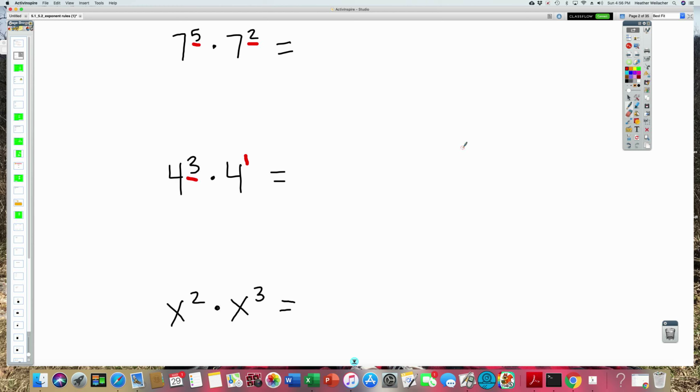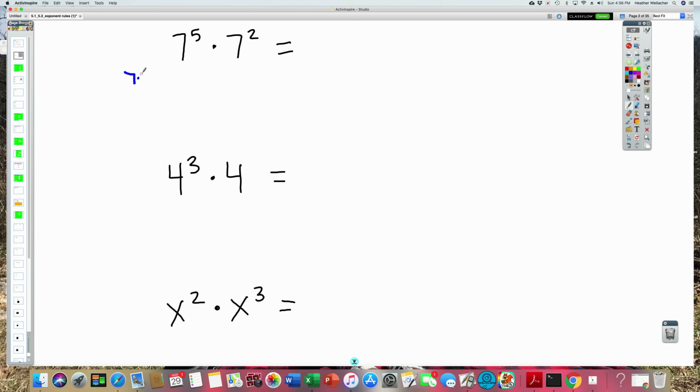You can write it. And when you say the word base, the word base is referring to these numbers. So 7 is the base, 4 is the base, x is the base, 2 is the exponent. So those terms will be really important as you work through this section. And so, as we begin, I wanted to first start off with a couple of examples and then tell you the exponent rules. So, you may recall that 7 to the 5th means 7 multiplied by itself 5 times.